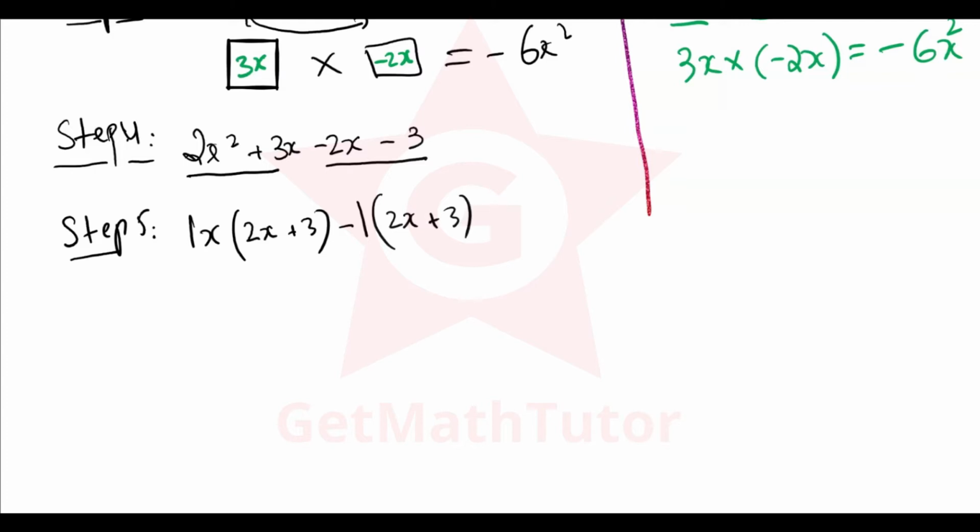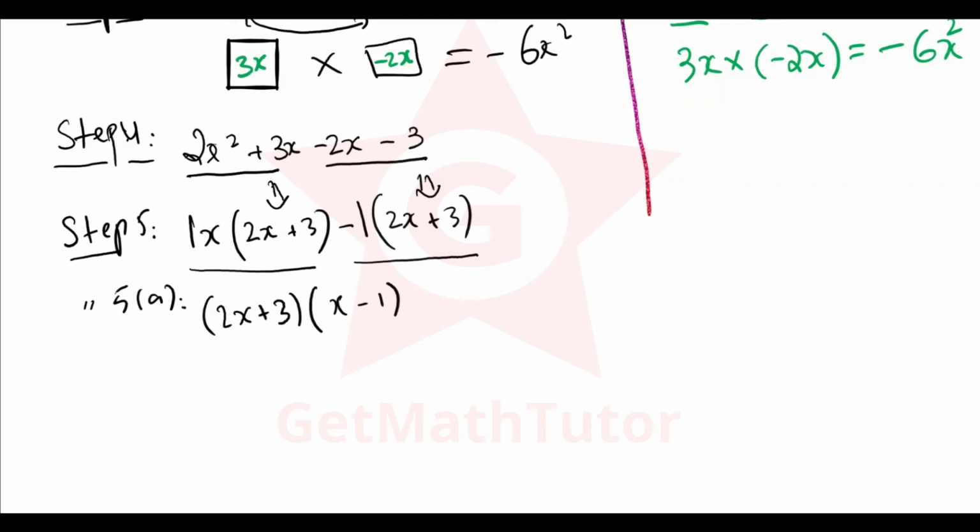Okay. So now look at these two terms. You see another thing that is common in these two terms, which is 2x plus 3. So we take 2x plus 3 out, which is another step after step 5. So let's call it 5a. Okay, so in this step, we'll take 2x plus 3 out as common, and we'll be left with x minus 1. So that's it. That is your answer. We have factorized our expression.